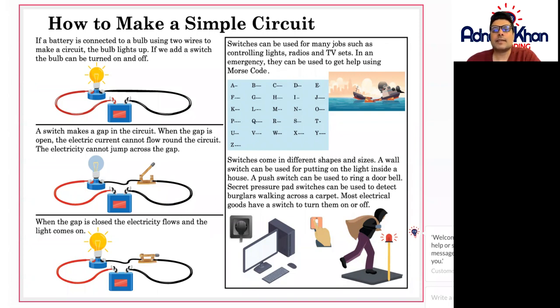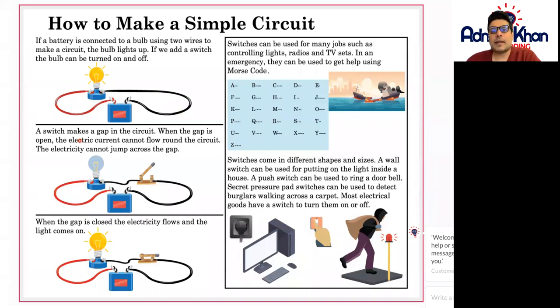So if a battery is connected to a bulb using two wires to make a circuit, the bulb lights up. If we add a switch, the bulb can be turned on and off. So here's the battery. That's where we get our power from. This is the light bulb. And we have two wires here, a black wire and a red wire. And if you connect these all together, and if you switch on the switch, if you have a switch as well, which is here, then we can turn the light bulb on.